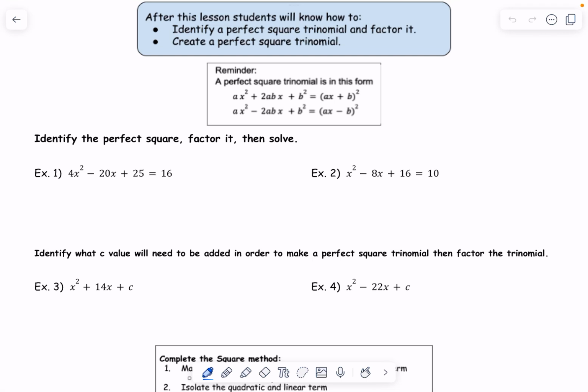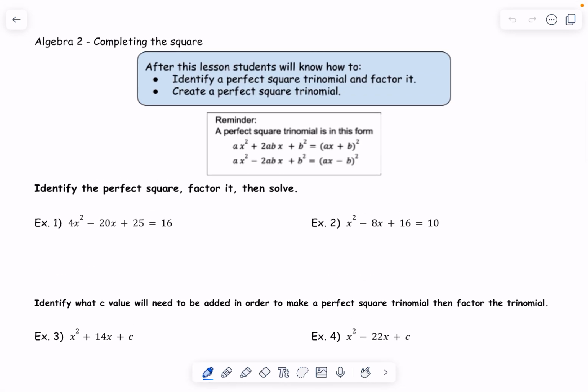Okay, so we are going to talk about completing the square today. Basically, last lesson was about solving with the square root, right? So the square root property. Sometimes we don't have that perfect square and we can't factor. So what do we do? Well, we need to complete the square, or we could complete the square.